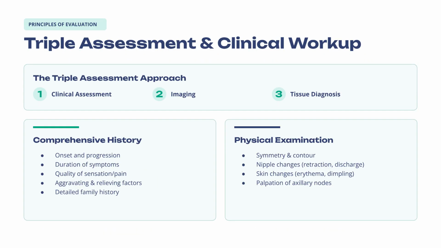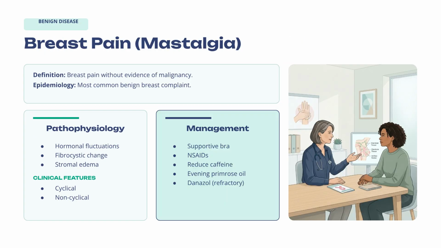The triple assessment approach, combining clinical assessment, imaging, and tissue diagnosis, is the gold standard for investigating these symptoms, beginning with a comprehensive history and physical exam. Mastalgia, or breast pain, is the most common complaint. Management often focuses on supportive care, such as supportive bras, NSAIDs, and lifestyle adjustments, rather than surgery.